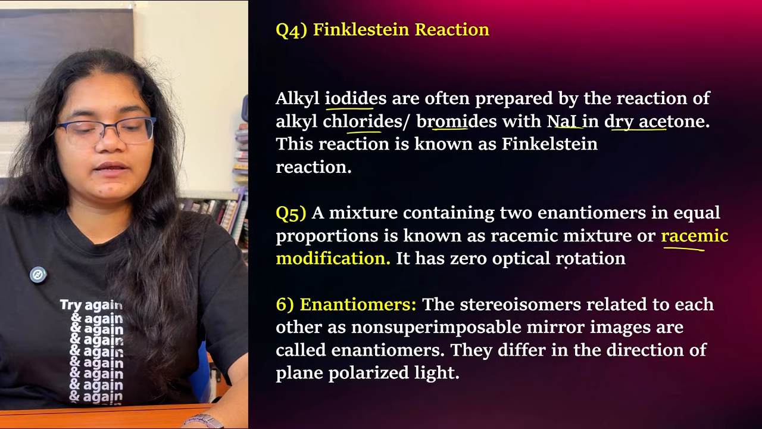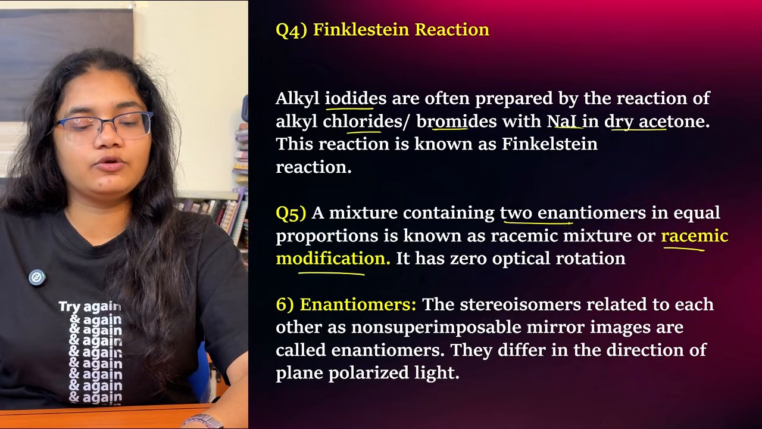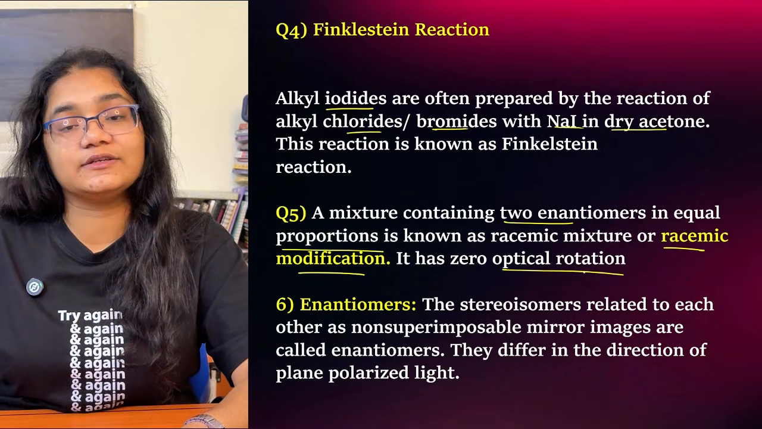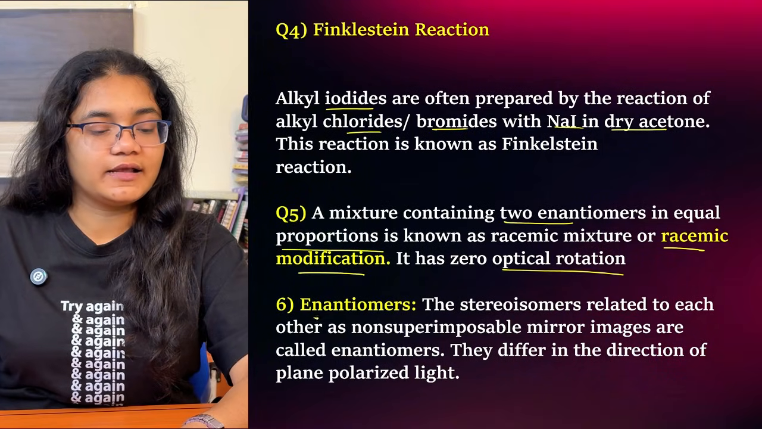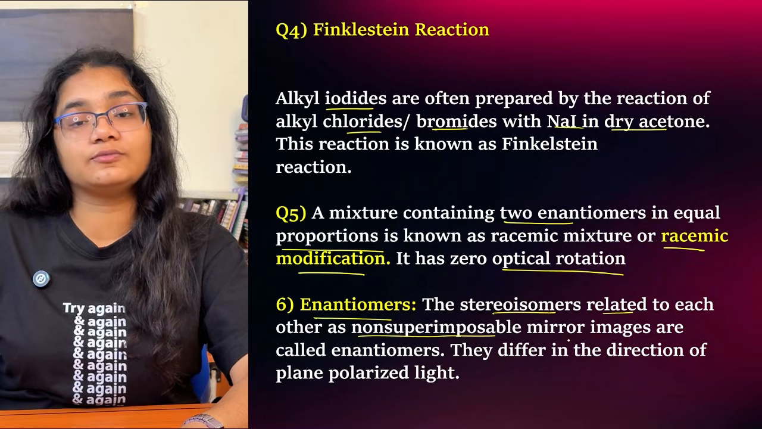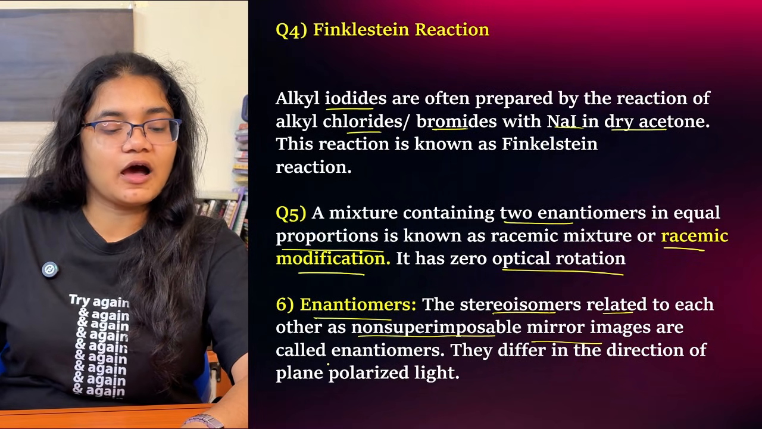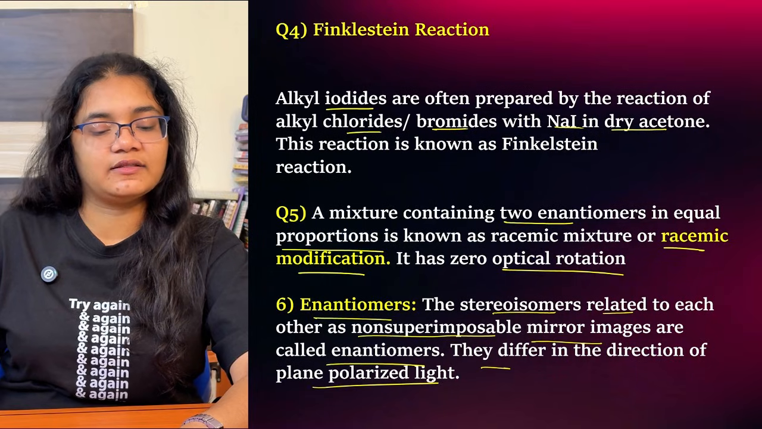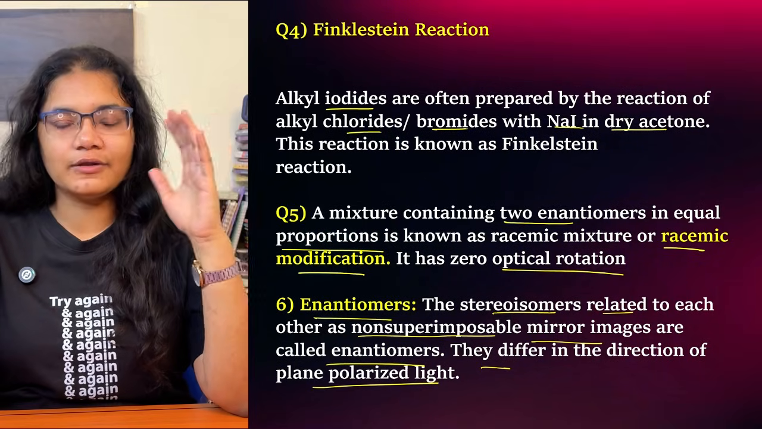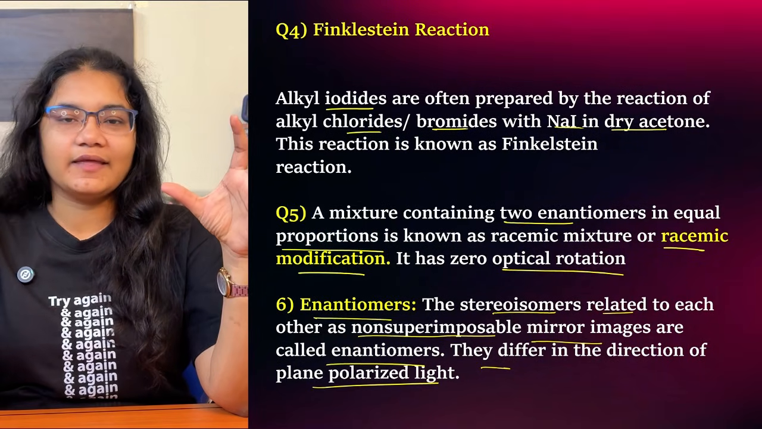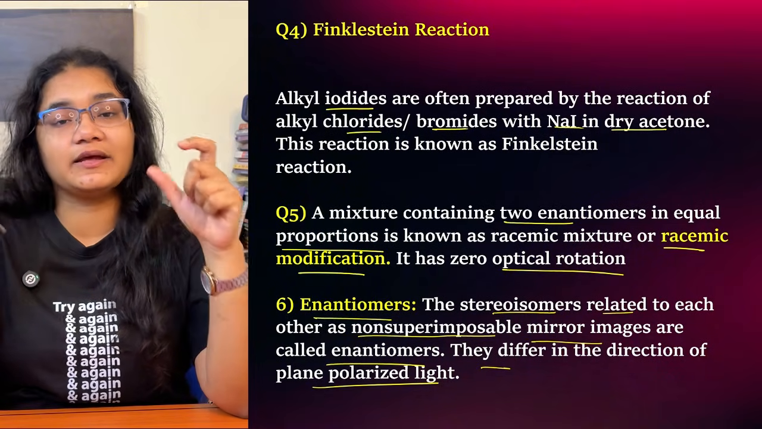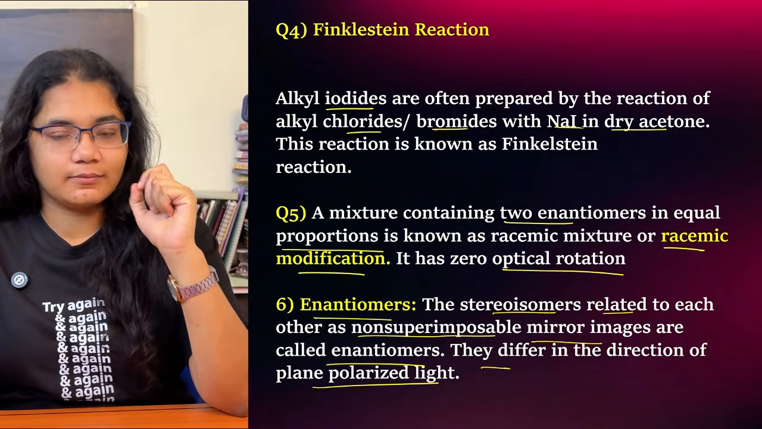Next, what is a racemic mixture? A mixture containing two enantiomers in equal proportion is called a racemic mixture, and it has zero optical rotation. Next, what are enantiomers? The stereoisomers related to each other as non-superimposable mirror images are called enantiomers. They differ in the direction of rotation of plane polarized light. When two compounds are optically active and non-superimposable on each other, these two are called enantiomers.